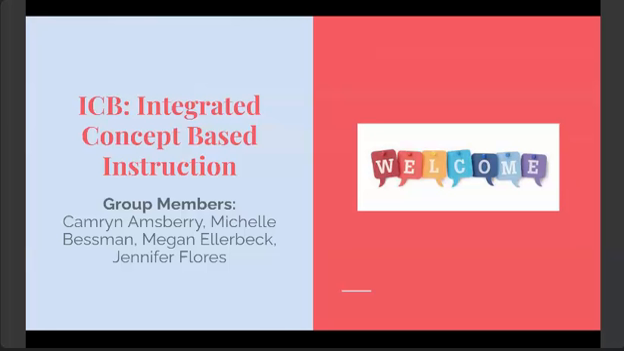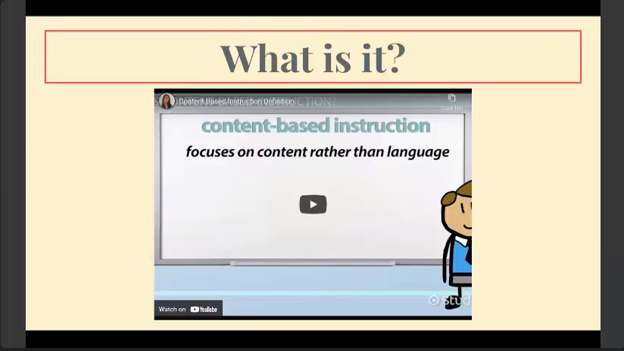This is Group 1 presenting on Chapter 7, Camryn, Megan, Jen, and Michelle on Integrated Concept-Based Instruction. This is a video from study.com that explains integrated content-based instruction very clearly.